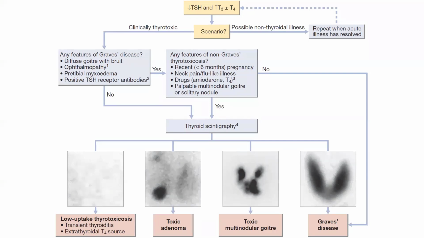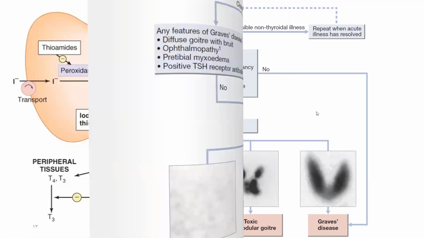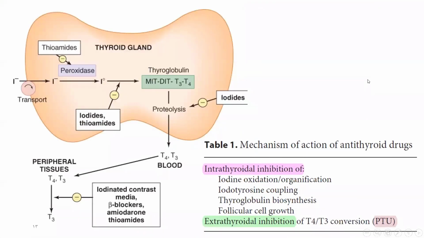For example, during pregnancy, medical treatment is the preferred one. For the woman who is pregnant, medical treatment is preferred. If the woman is keen to be pregnant, if she will marry in the next few months, the recommendations prefer surgery in this situation. But if the pregnancy is after 6 months, radioactive iodine may be the preferred one, and so on. So this is a very important slide, the mechanism of action and thyroid hormone synthesis.